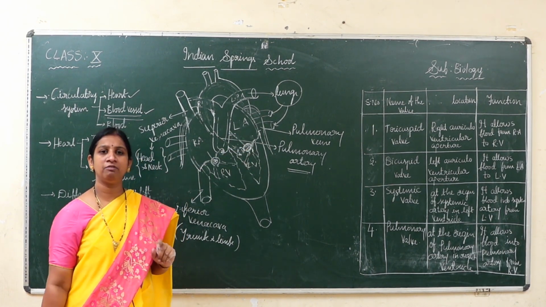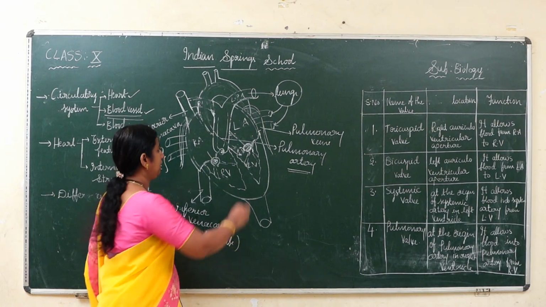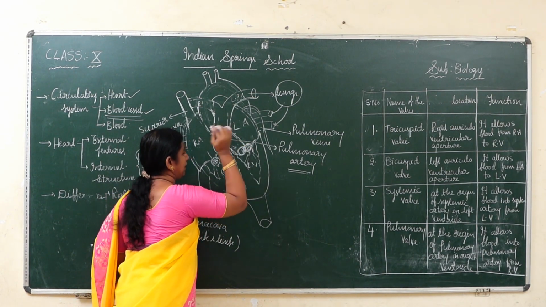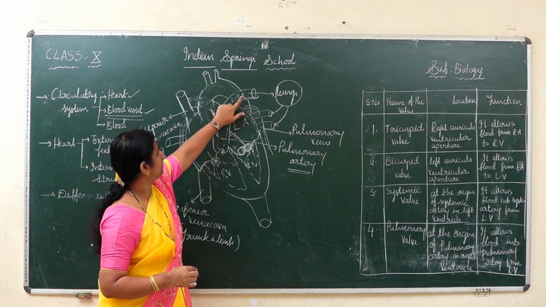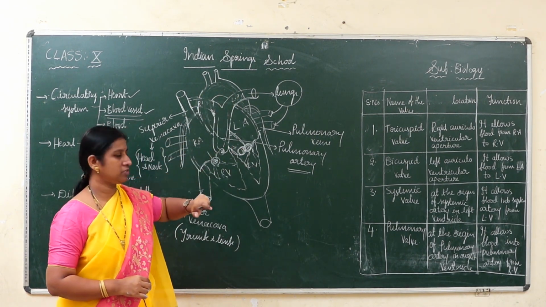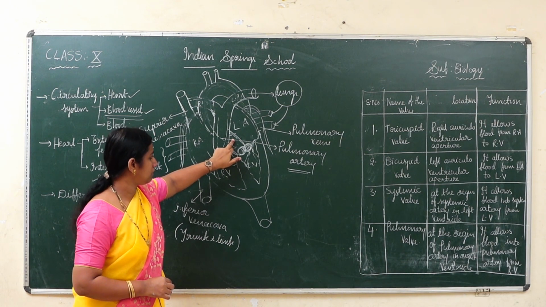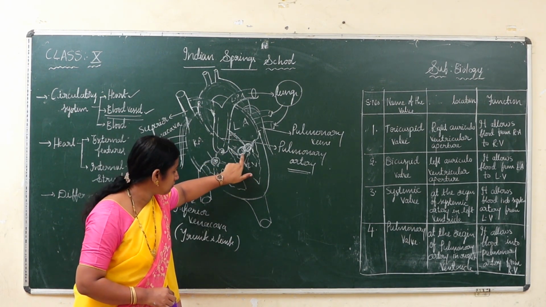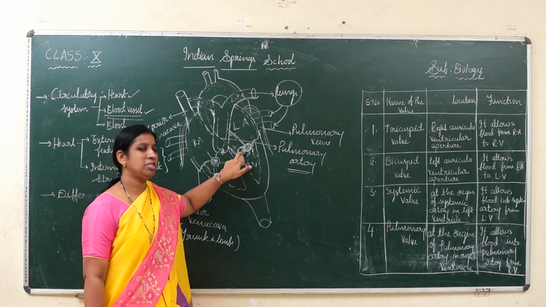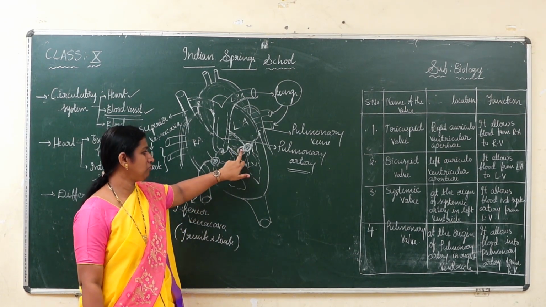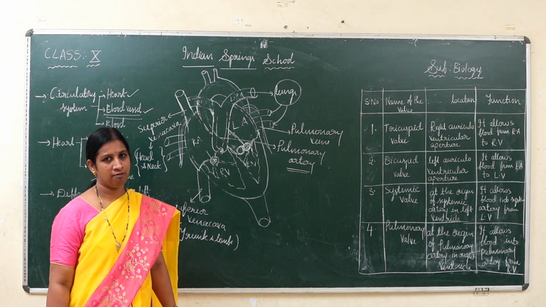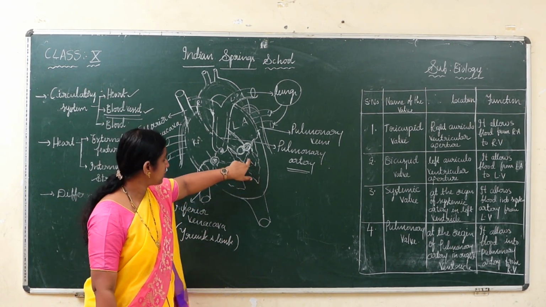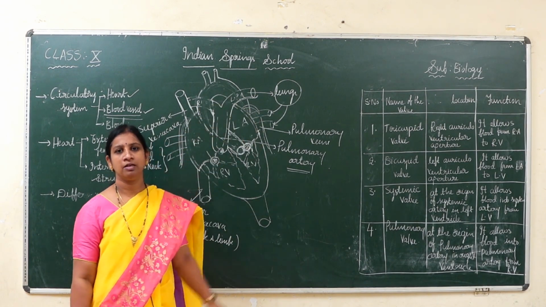The third valve is the systemic valve. As I said, the largest blood vessel present in our body is this one, the biggest blood vessel, the systemic artery. Where the systemic artery takes its origin, at that particular point this valve is present. That valve is nothing but the systemic valve. So what will it do? It allows blood from the right ventricle to the systemic artery.